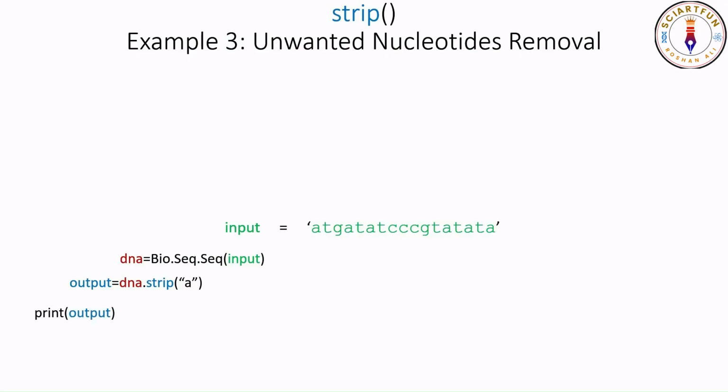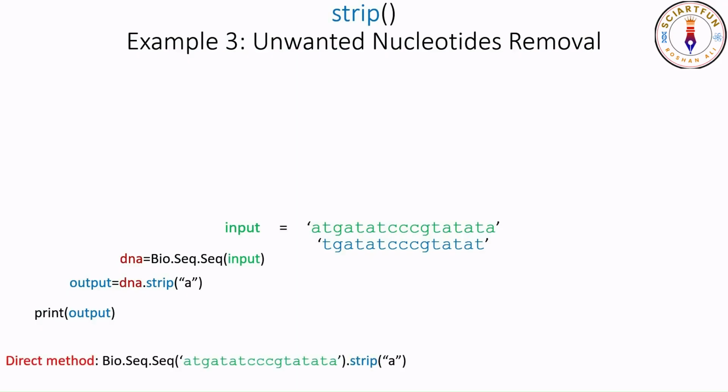Your end product will look like this, with A's removed from both the ends. This is the direct method. Let's explain it. This is your input sequence. First, it matches A with both the ends of the sequence. As you can see there is an A at both the ends of the sequence, therefore, both of them will be removed, and as a result, this sequence will be left with us.